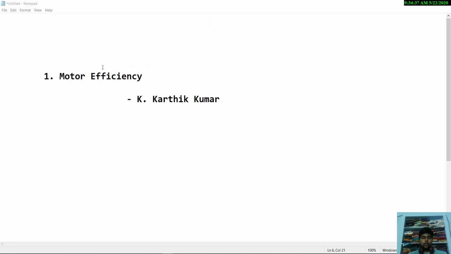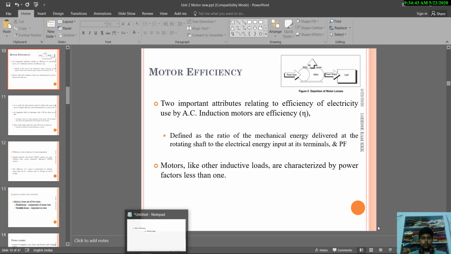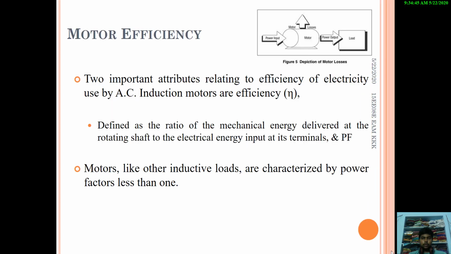Hi all. In this video, we are going to see motor efficiency. That is, what is the efficiency of the motor? So we are going to see.